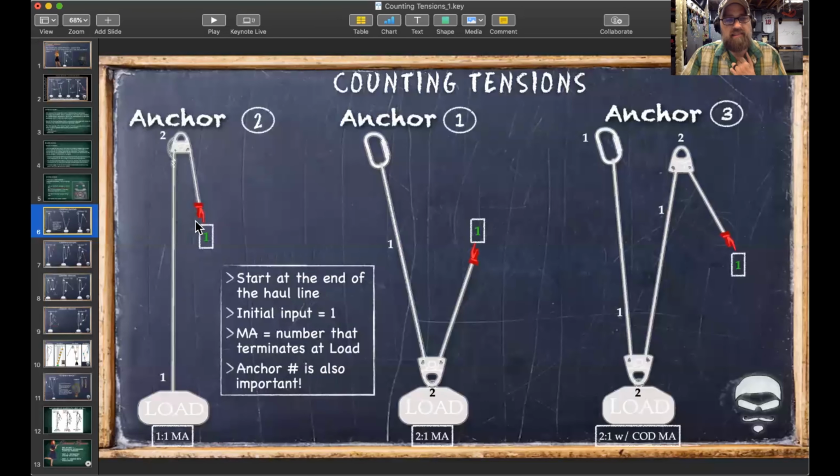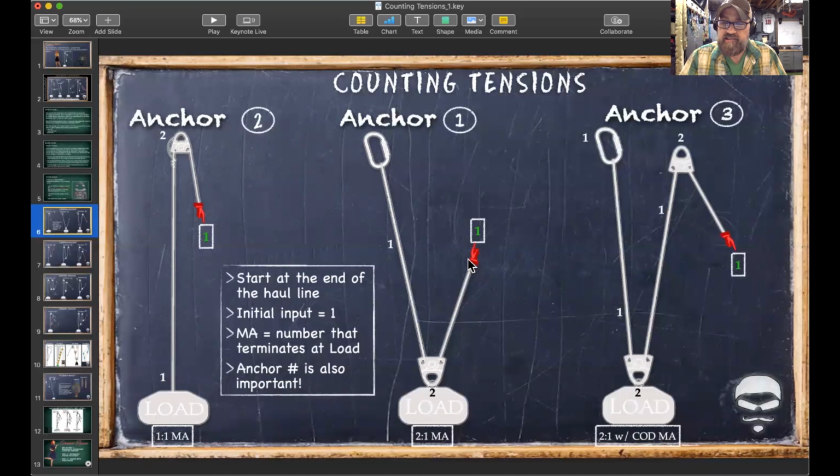So if 1 comes in, 1 has to come out. So when we're looking at it in this form, 1 comes in, 1 comes out, which means I have 2 tensions up here. That 1 continues. So 1 comes in, 1 comes out, 1 goes all the way down to my load, and I'm left with 1. We know our mechanical advantage is whatever that number is after we finish going through our whole system that terminates at the load. So all we have here is a 1-to-1 mechanical advantage.